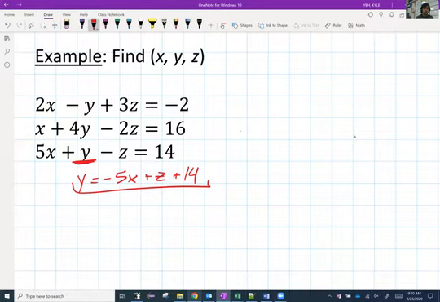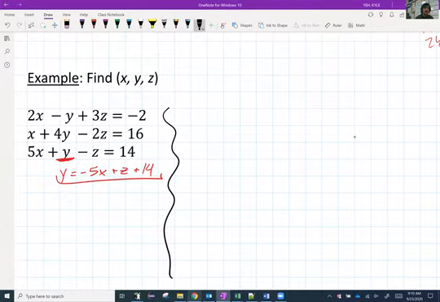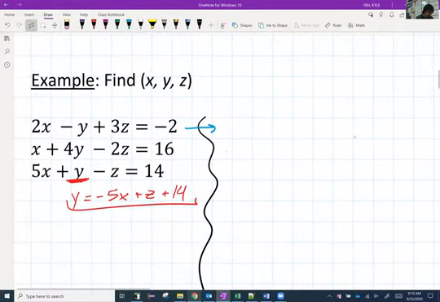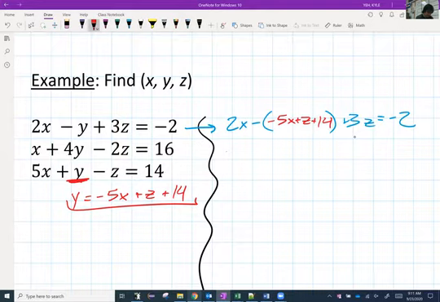Okay, so at this point, I structure my work maybe a little uniquely, but I like to keep that in one column. I got y by itself, I half boxed it because I'm really going to need it later. Now I'm going to come over here and plug that y into my other two equations. So 2x minus what I just found for y plus 3z equals negative 2. This should look really familiar, really similar to the substitution we've done earlier this chapter. So negative 5x plus z plus 14. And then let's simplify. Let's distribute, let's combine like terms.